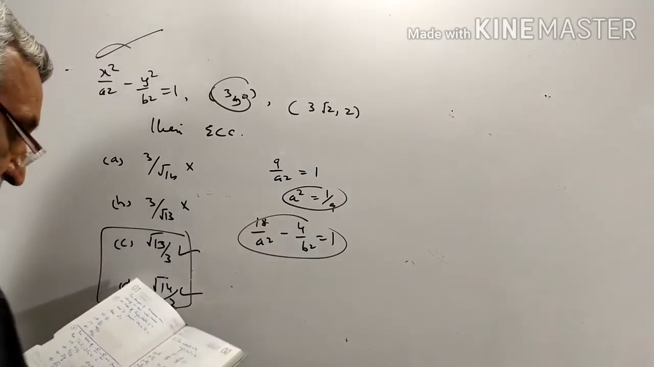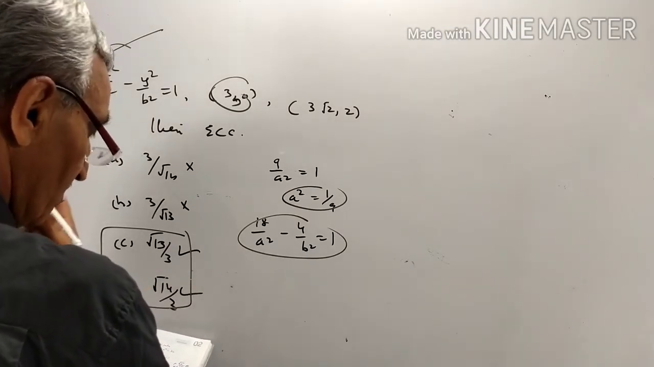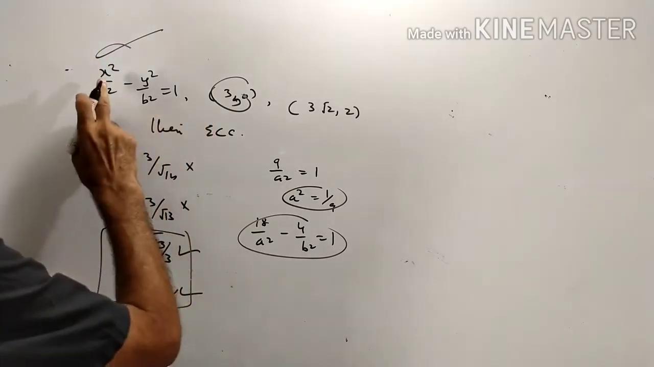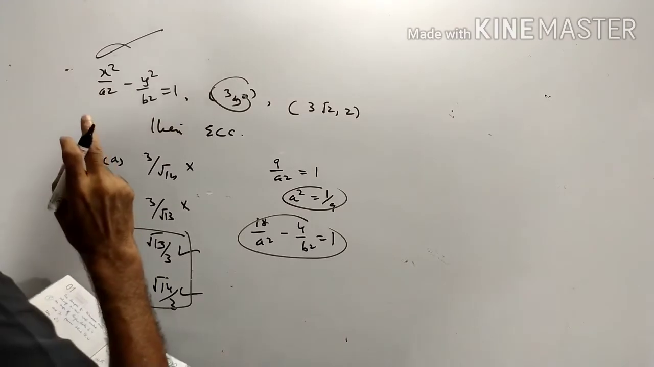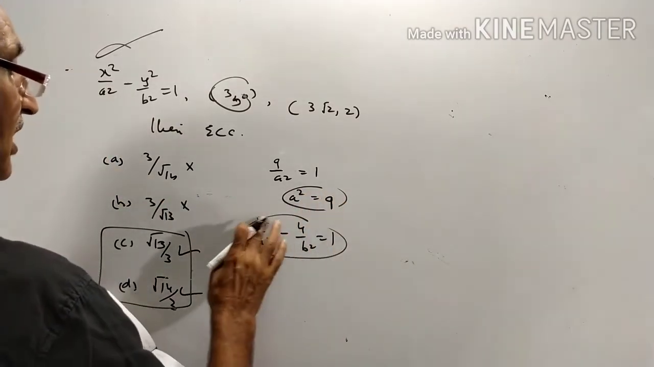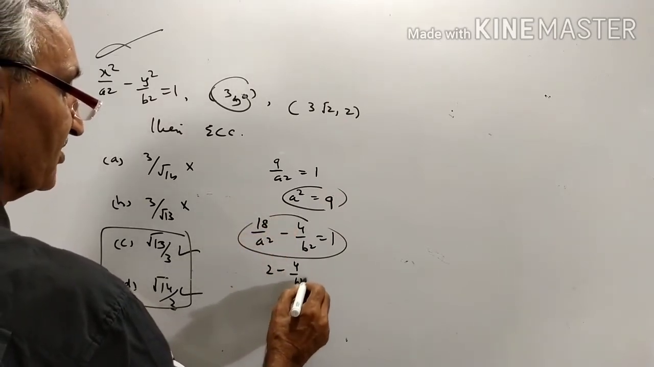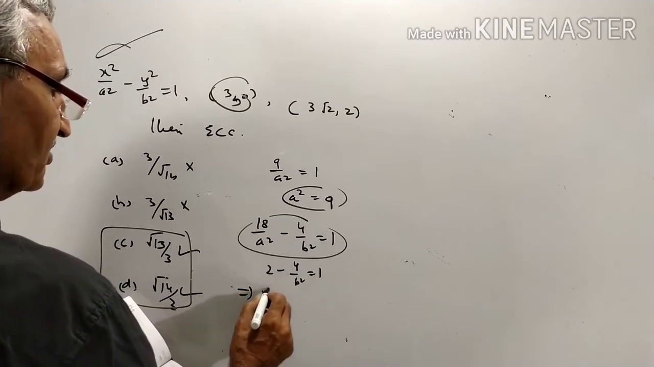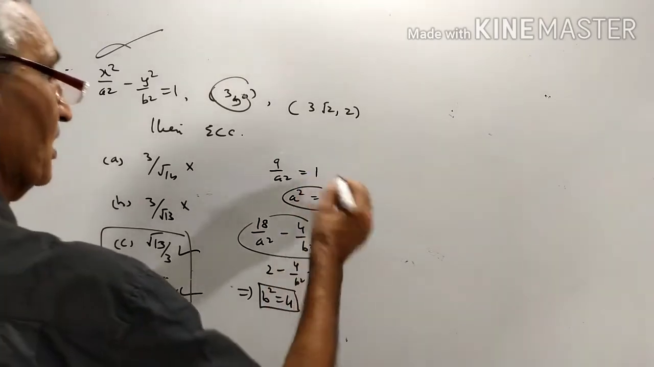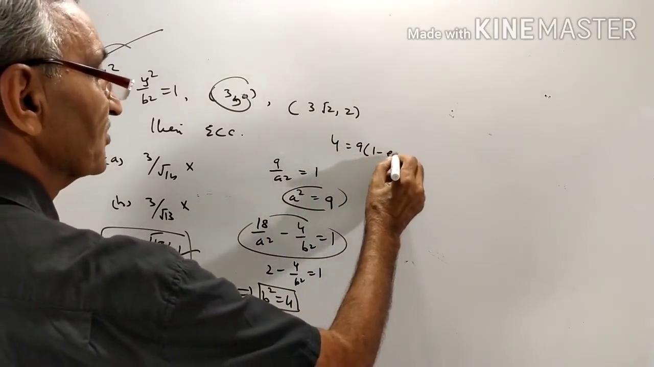You will find the equation of this is what we have. It passes through (9, 1) with a square is equal to 1. Therefore, a square is equal to 9. When I put a square is equal to 9, it is 2 minus 4b square is equal to 1, and b square is equal to 4. So the answer: 4 is equal to 9 into 1 minus e square.